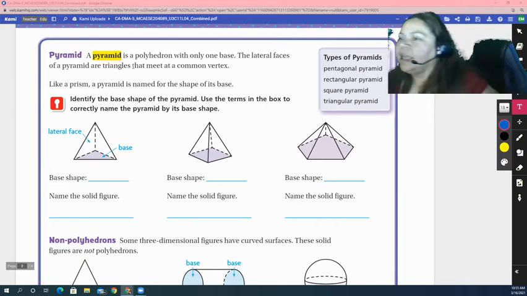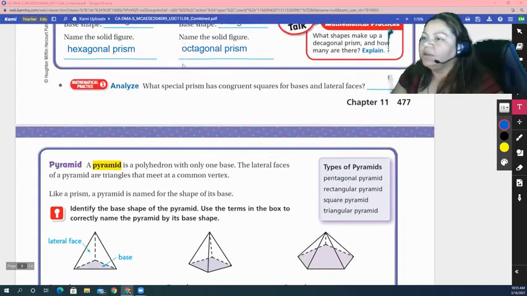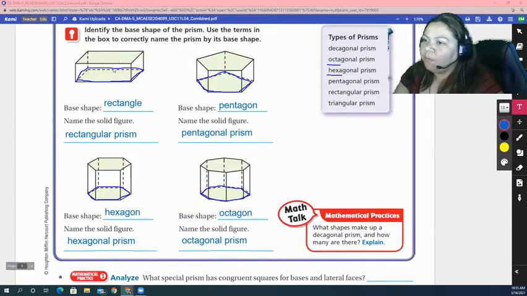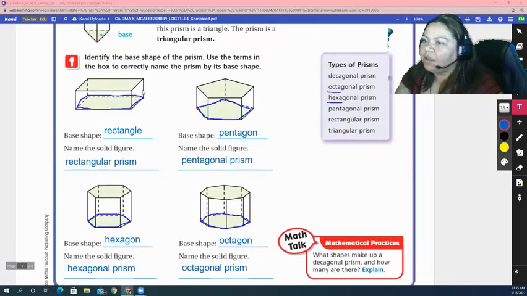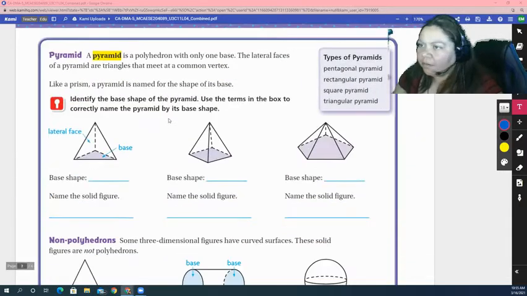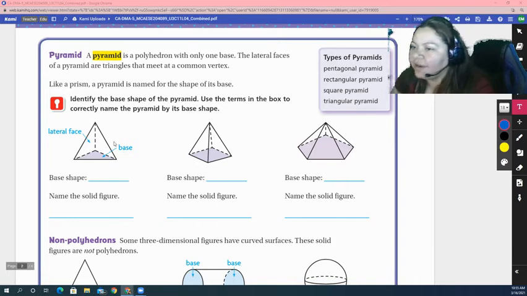A pyramid is a polyhedron with only one base. We looked at the ones on the top. These had 2 bases, right? It had top and bottom, the same polygon on the top and the bottom. A pyramid only has one base. The lateral faces of a pyramid are triangles. So instead of rectangles, it has triangles on the lateral faces.